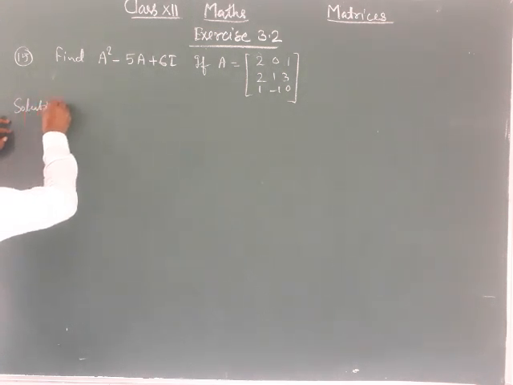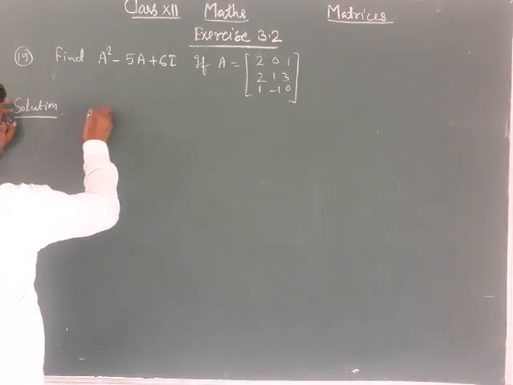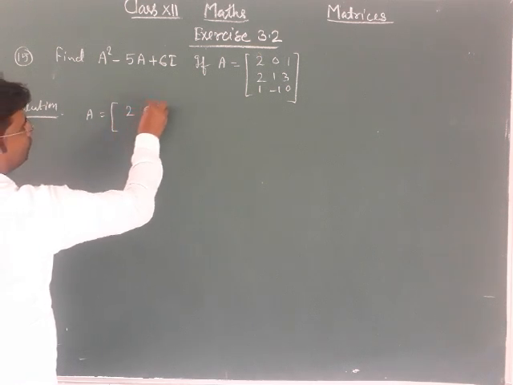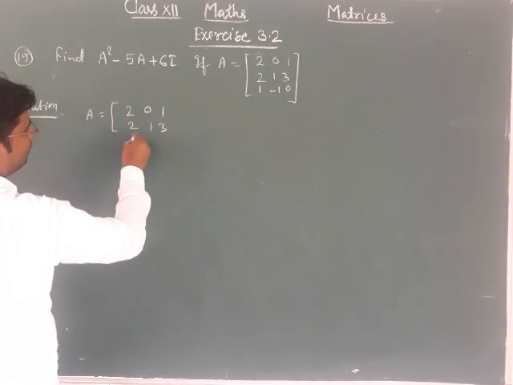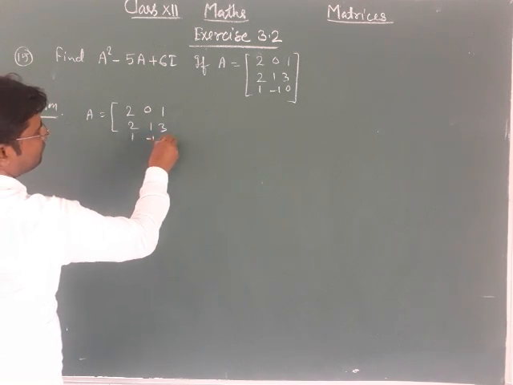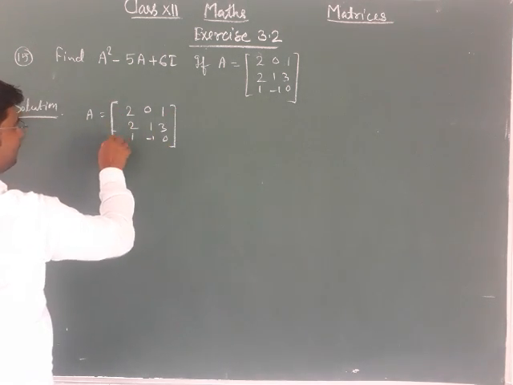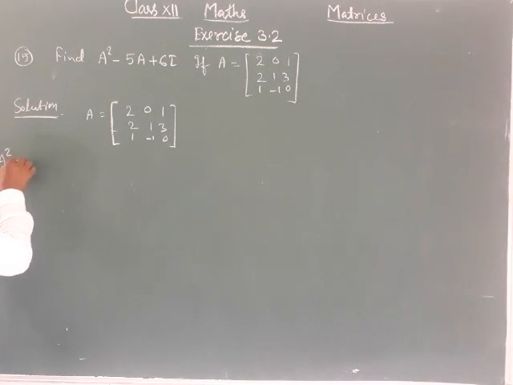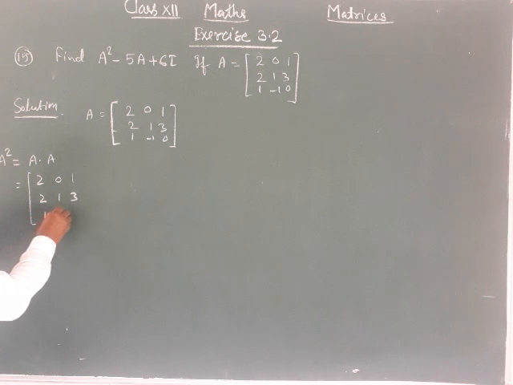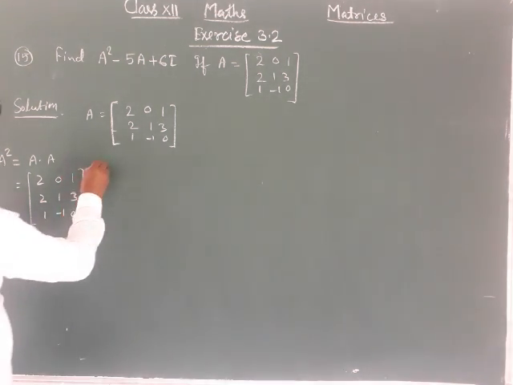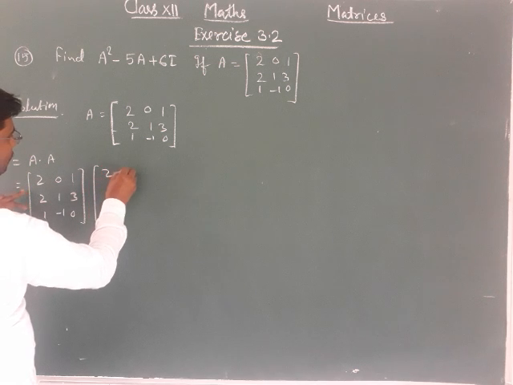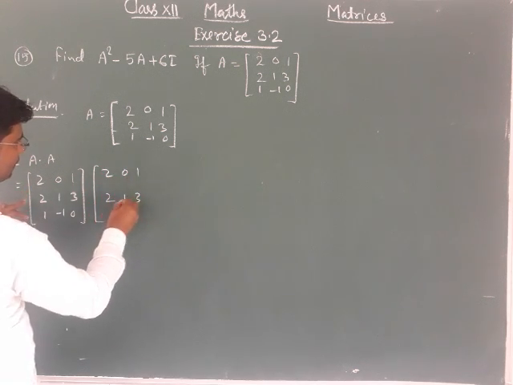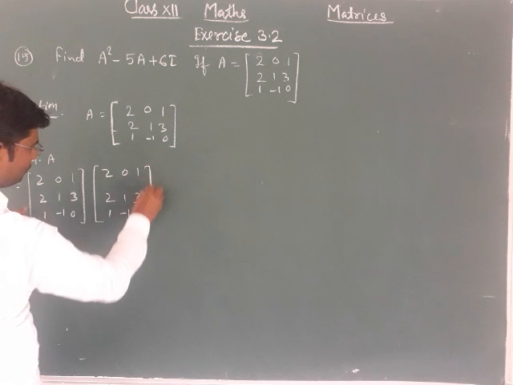Given A is equal to 2, 0, 1, 2, 1, 3, 1, minus 1, 0. So this is the matrix. A squared means A into A. So the first matrix has elements 2, 0, 1 and 2, 1, 3 and 1, minus 1, 0. And the other matrix has the elements 2, 0, 1, 2, 1, 3, 1, minus 1, 0.